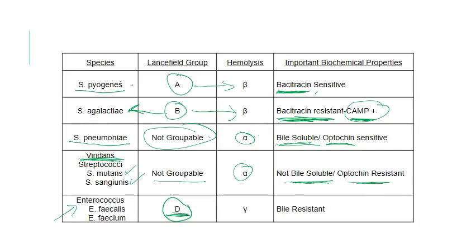But your group D organisms that are your enterococci, they are gamma hemolytic. In other words, they are not hemolytic. They're also bile resistant, which you should have been able to figure out because of the suffix of this word. Anytime you see entero, that means it's probably doing something in your gastrointestinal tract, which means it's probably got to be pretty hardy and can survive against bile.